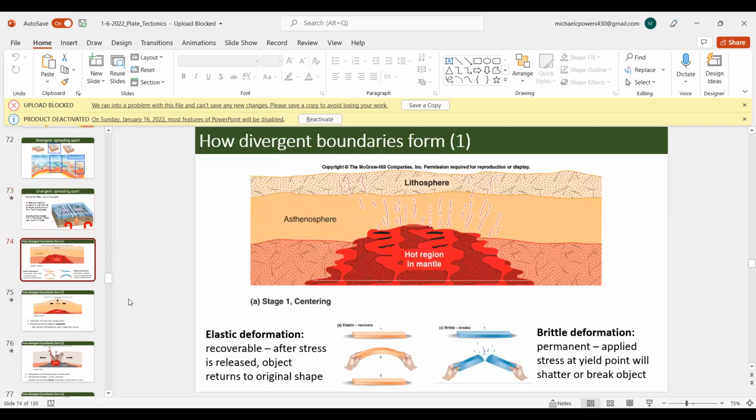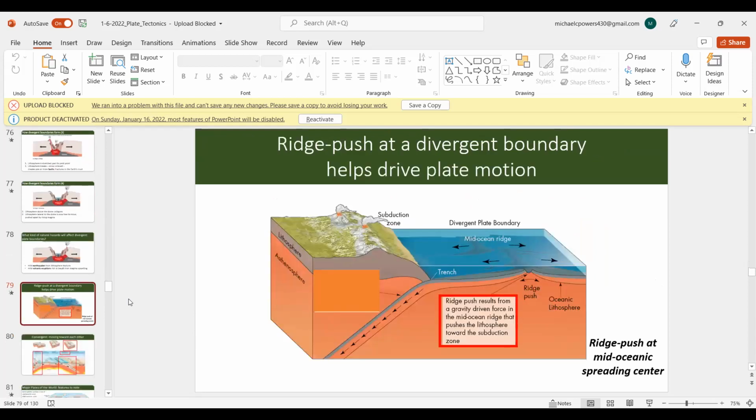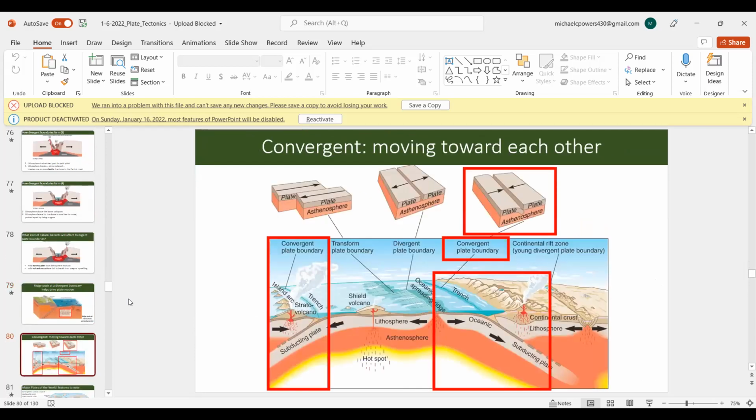So let's jump to convergent boundaries. In this case, on this diagram, we have oceanic-continental and oceanic-oceanic.